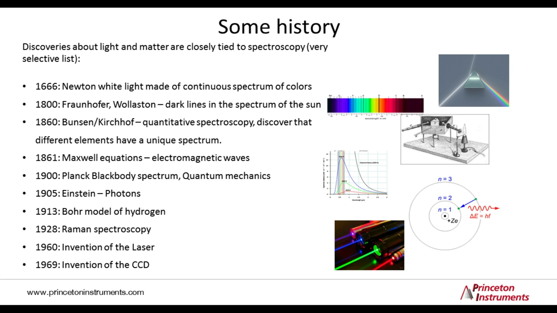Around 1800, Fraunhofer and Wollaston observed dark lines in the spectrum of the sun, which could be seen as the beginning of spectral analysis, and it later turned out that those lines can be attributed to specific elements that are present in the sun's atmosphere.